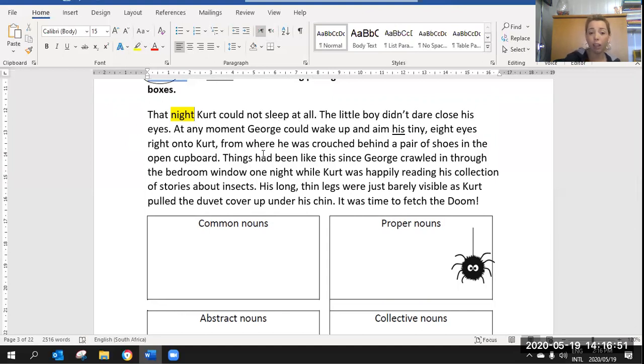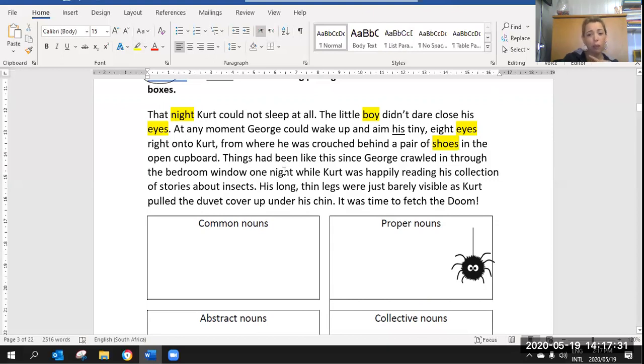It's night. At night, Kurt could not sleep at all. The little boy, there's a very obvious common noun. It's the boy. Didn't dare close his eyes. Nice common noun for us there. At any moment, George could wake up and aim his tiny eyes. There's another common noun, something we can see and touch with somebody's eyes. Shouldn't touch it, but you can see that's quite a straightforward common noun. Right onto Kurt, from where he was crouched behind a pair of shoes. So shoes would be a common noun.